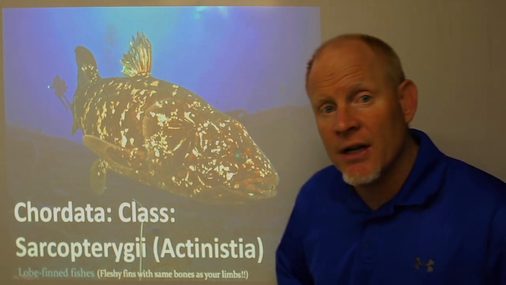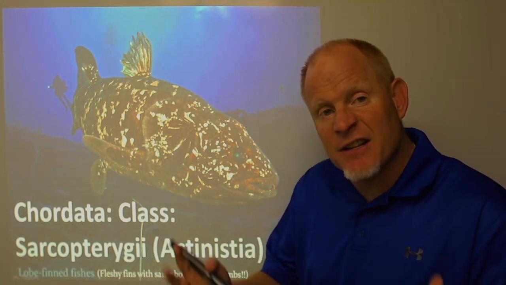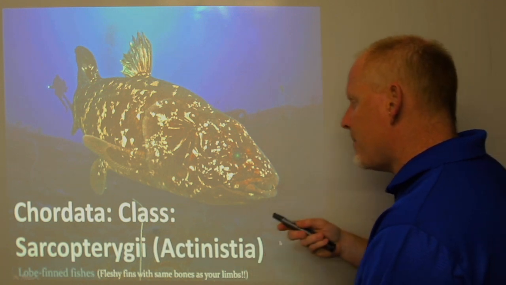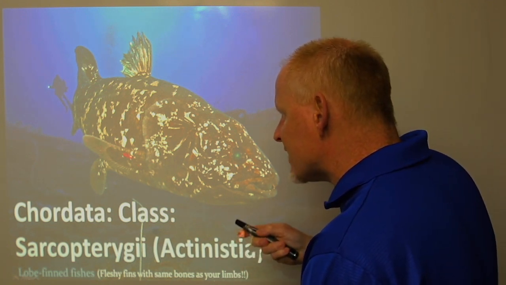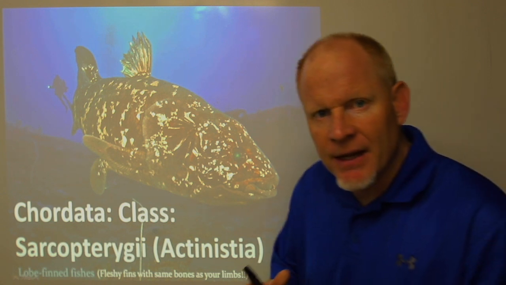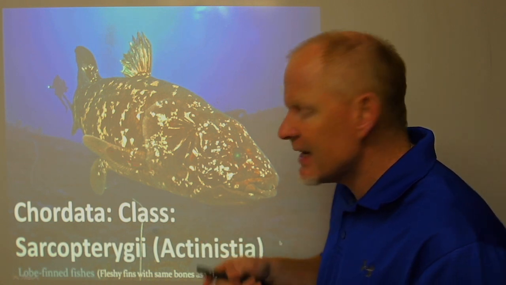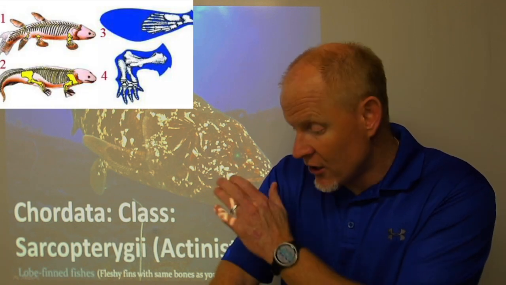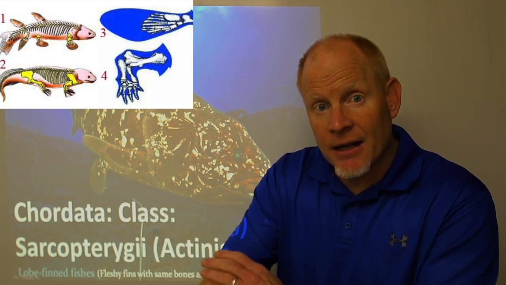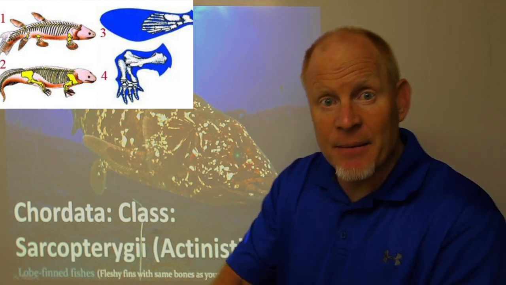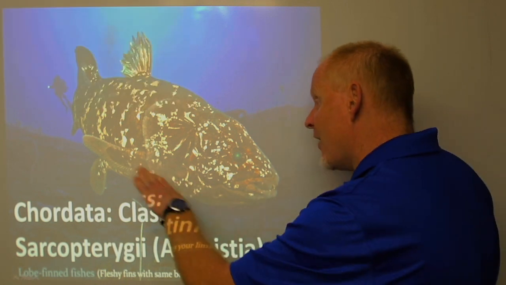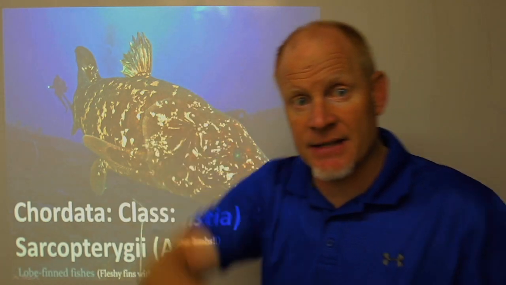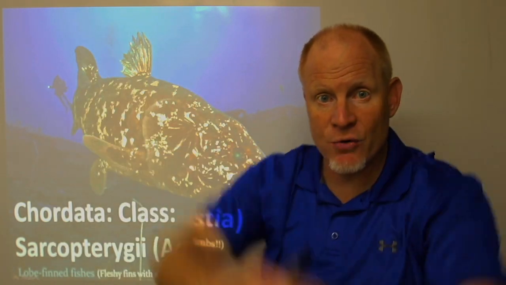These are also called cross-finned fish. They have pectoral fins and pelvic fins that are fleshy. They're much thicker. And when you go in and you look at a skeleton, these fins actually have the same bones as our arms. There's an ulna, a radius, a humerus. There are carpals and metacarpals that are found in the fins. Then they can move these fins. They can rotate them like you can.